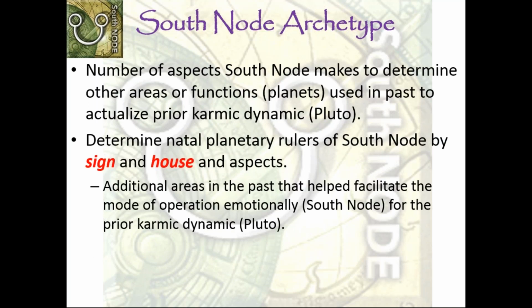You look at the number of aspects the South Node makes to other planets to see how active it was in actualizing natal Pluto from the past and past lives. And you determine the aspects to the rulers of the South Node by both sign and house. They will add in extra detail as well.